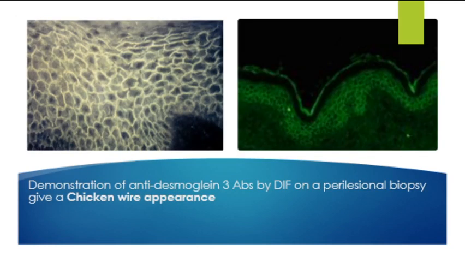The IgG antibodies which target desmoglein 3 are deposited at the periphery of the epithelial cells, resulting in a chicken wire appearance.